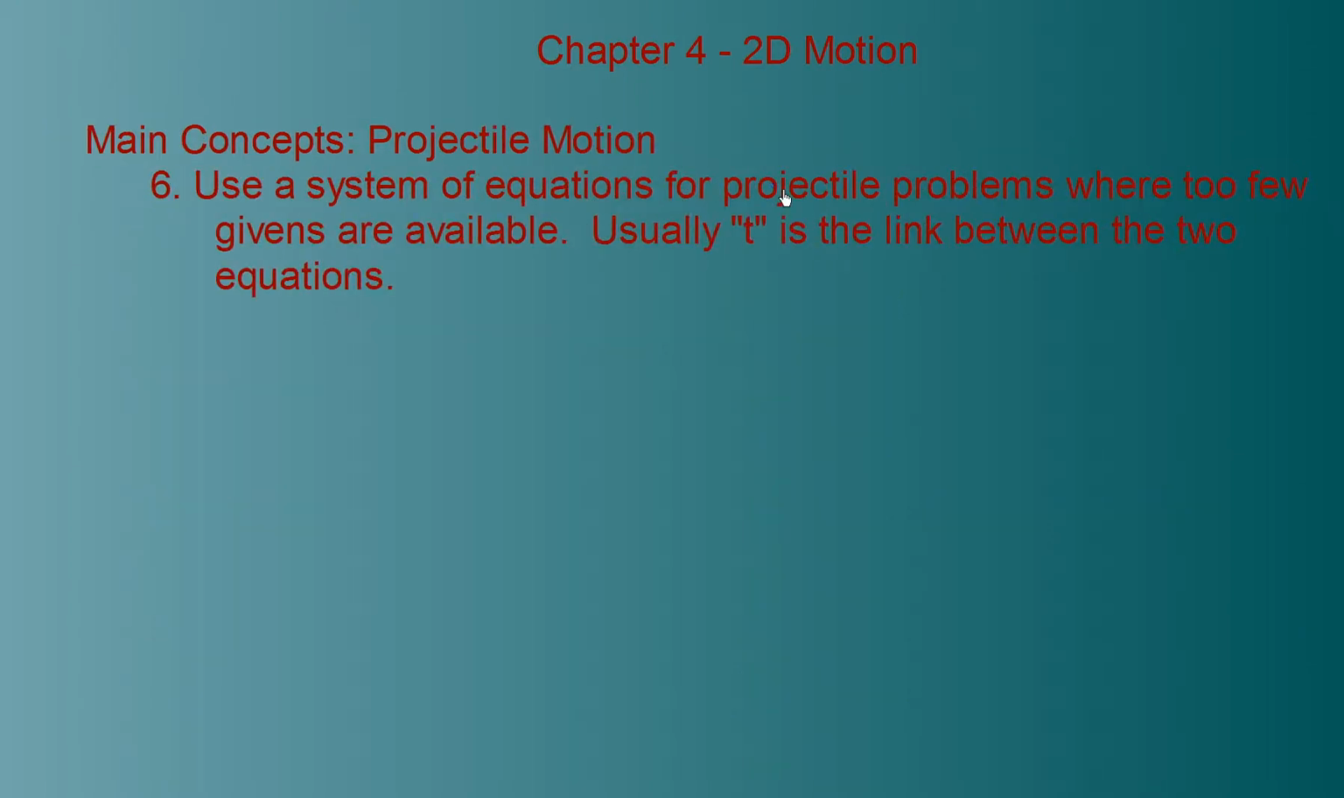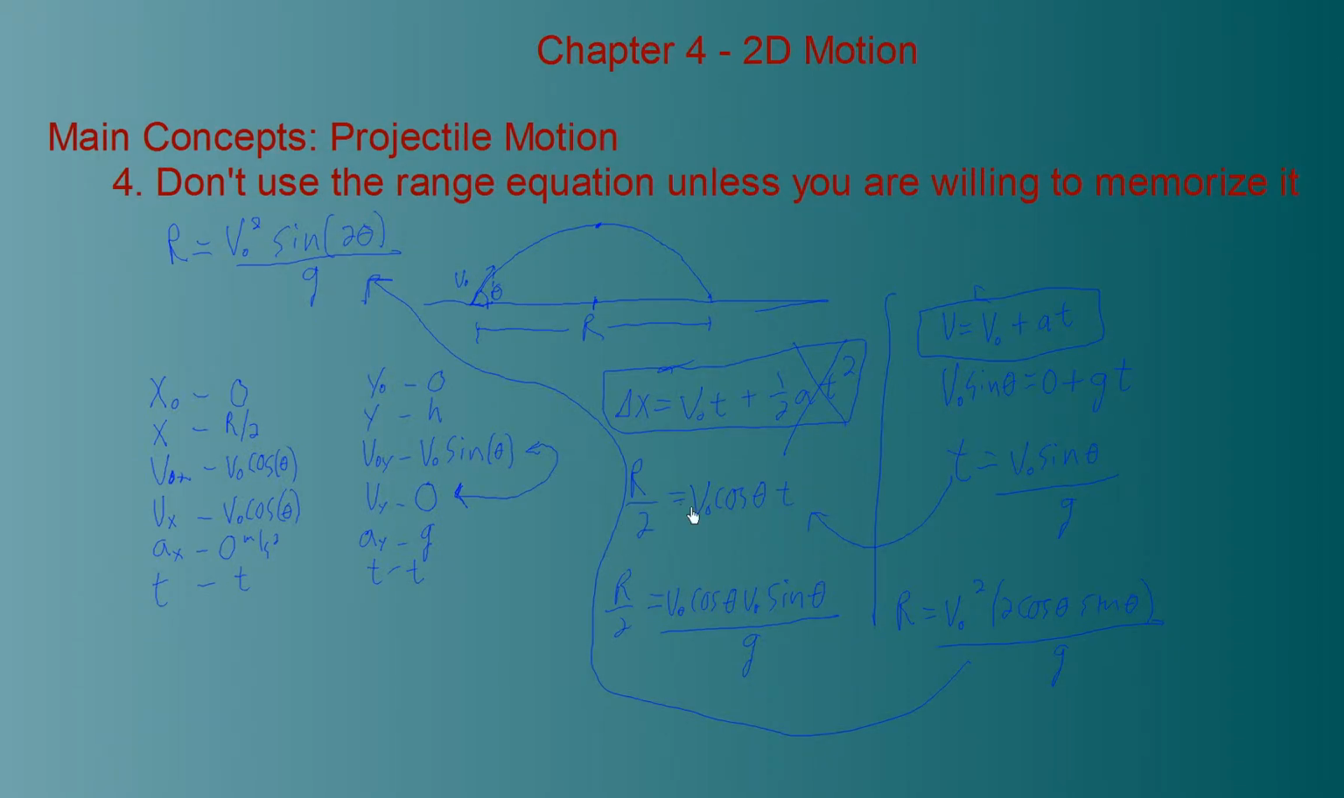use this system of equations for projectile problems where too few givens are available. Usually t is the link between the two equations. Because I did this all in letter form, it was hard to see that we didn't have enough givens, because they were all just variables, so which ones aren't given. But in an actual problem with numbers, it's easier to see that. And so using one equation in the x direction and one equation in the y direction, and using t as the link between the two, will be more obvious when you're actually given numbers. Cool.